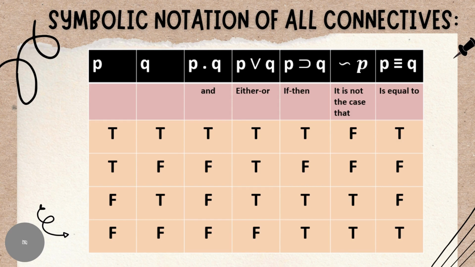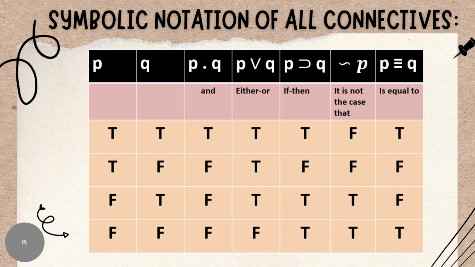In negation, true becomes false and false becomes true. So if you take the negation of p, it means if the p value is true, then the negation of p will be false. If the p value is false, then the negation of p will be true. The same goes for q too. If q is false, the negation of q will be true. So it will be the opposite.